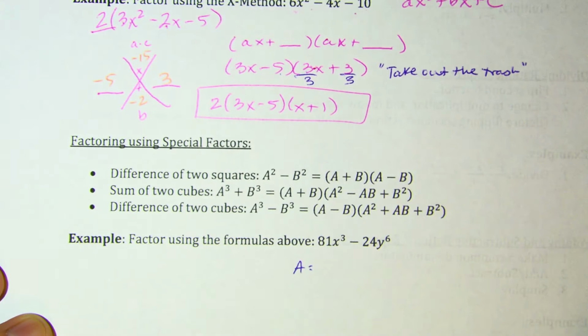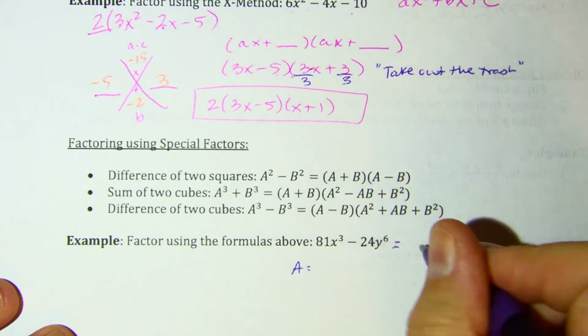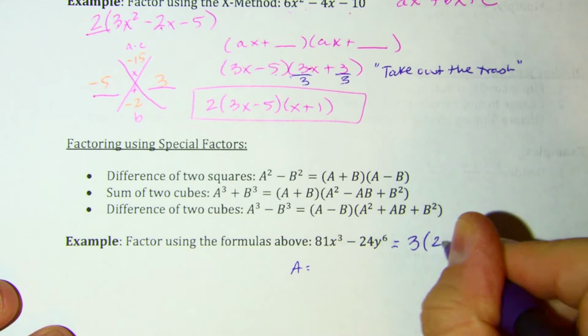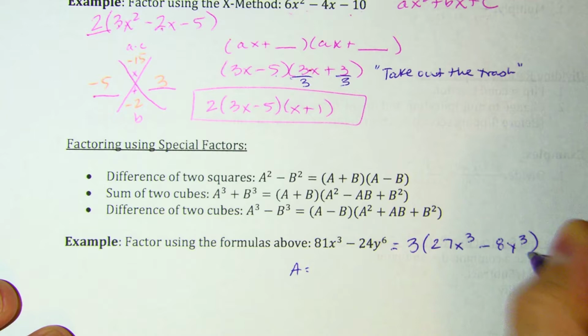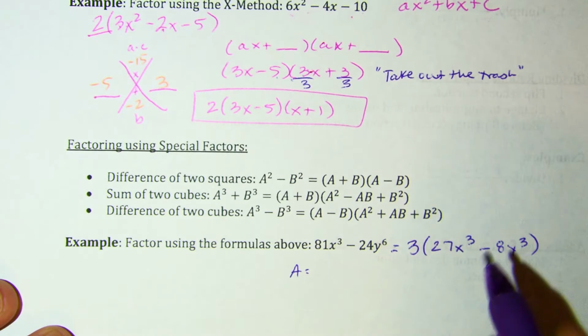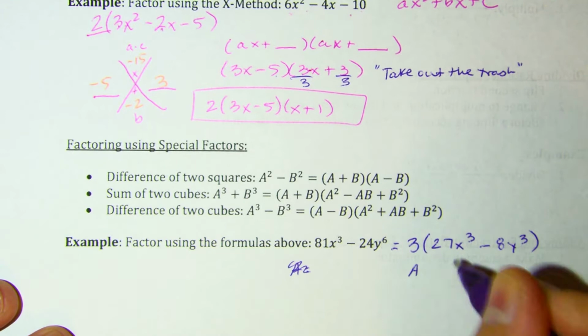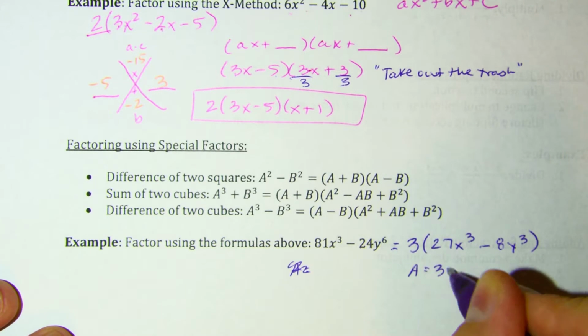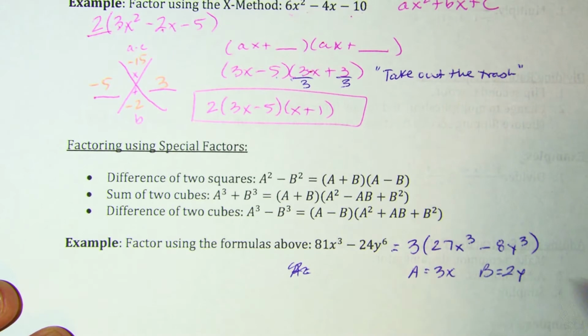Well, I'm actually missing something first. The first step in any kind of factoring is always pulling out the GCF. And 81 and 24 have a common factor of 3. And now these are perfect cubes. So my A value, let me actually write it over here, is 3x. It's the cube root of this term. And my B value is 2y.